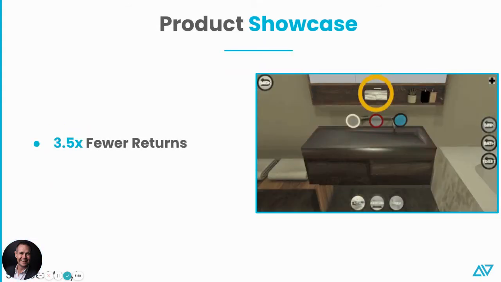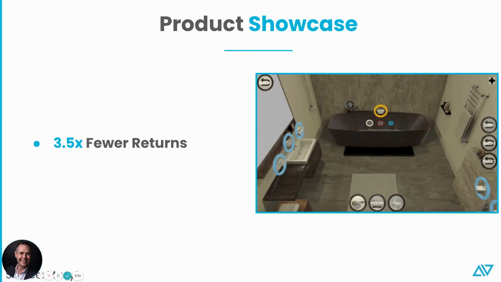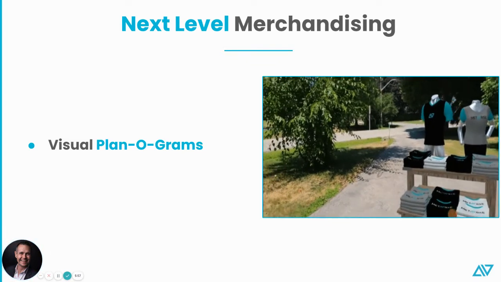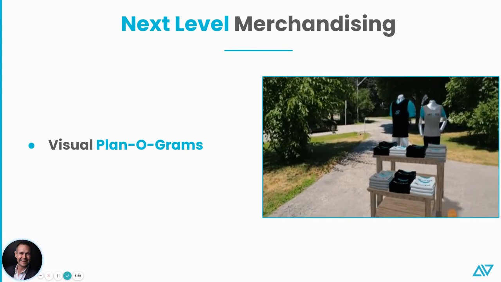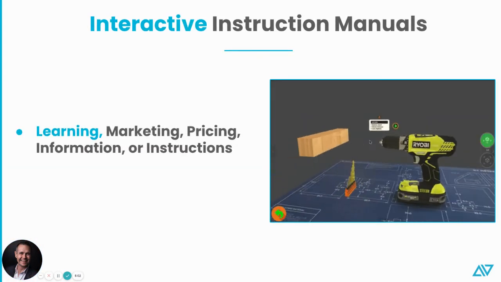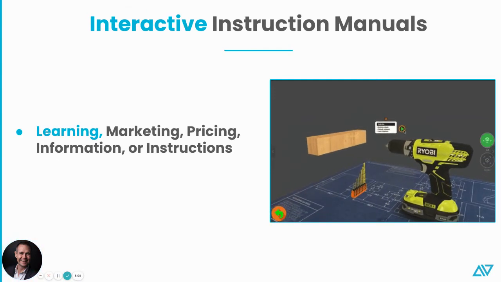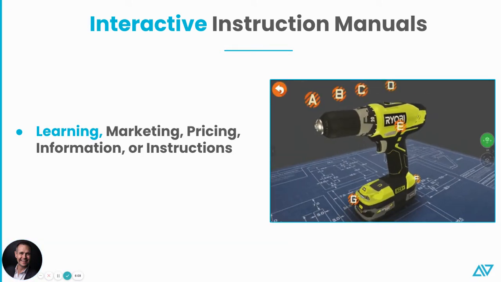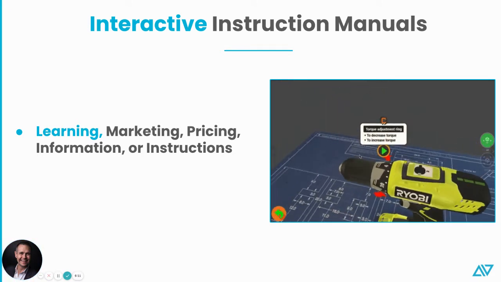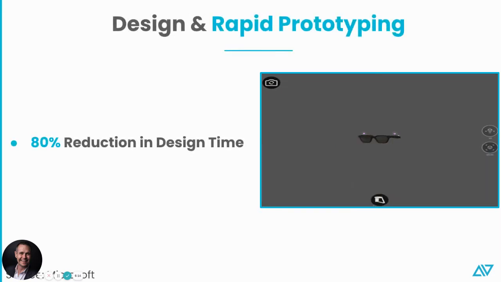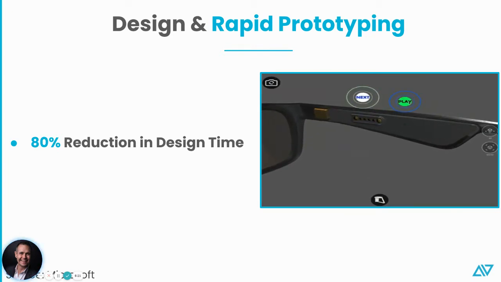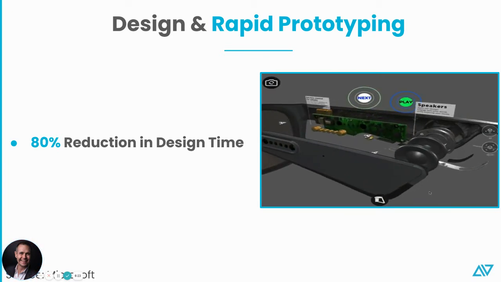Product showcases, 3.5 times fewer returns. How about next level merchandising? Visual planograms you can put anywhere. Interactive instruction manuals, learning, marketing, pricing, information, or just instructions on how to use a device. Design and rapid prototyping. You can reduce design time by allowing people to design together in 3D using the editor.